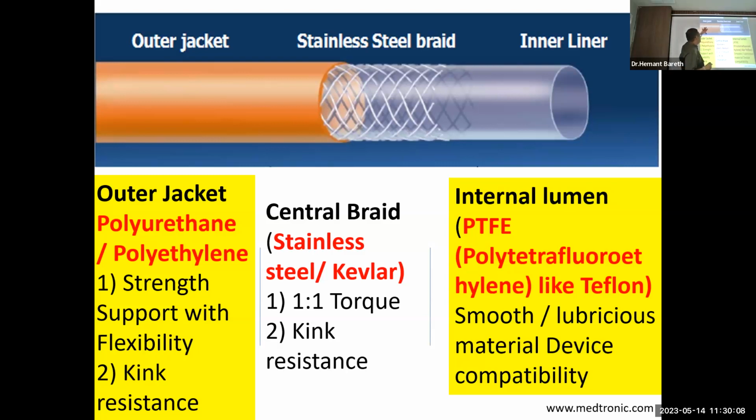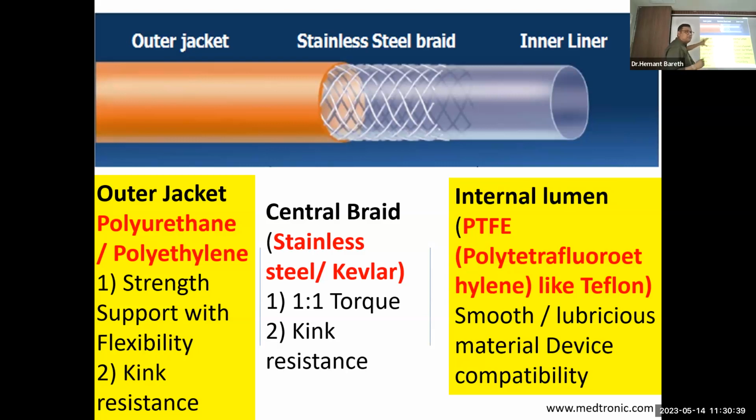What is the importance of the outer layer? The importance of the outer layer is that it is responsible for the shape of the catheter. So suppose you are using, let us say, a GL guiding catheter, or an XB or EBU, then whatever shape the catheter has, that will be maintained by the outer layer. And that is why the outer jacket could be made of polyurethane or polyethylene.